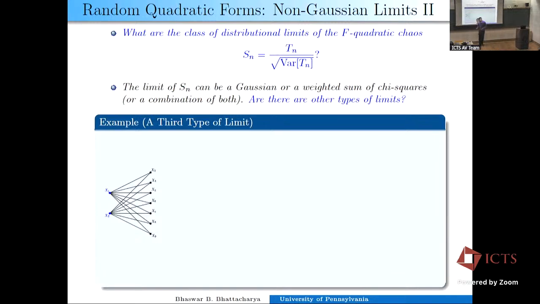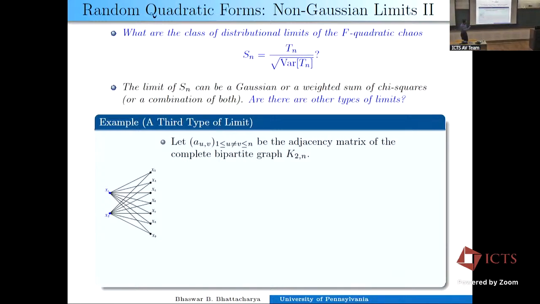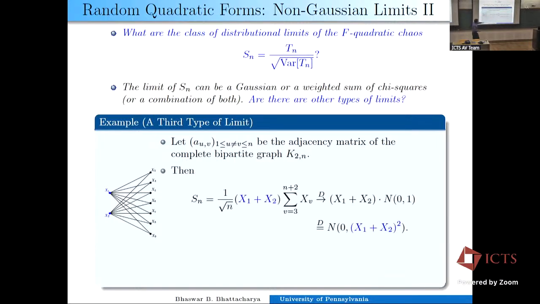Take your matrix A, the 0-1 valued matrix, to be the adjacency matrix of a complete bipartite graph with two vertices on one side and n on the other. It's a pretty simple example. Let's blast out a computation. So A_uv is a complete bipartite graph with 2 on one side, n on the other. So what is my random variable S_n? It is x_1 times all of that plus x_2 times all of that. So it's x_1 plus x_2 times the sum of the x_i's.